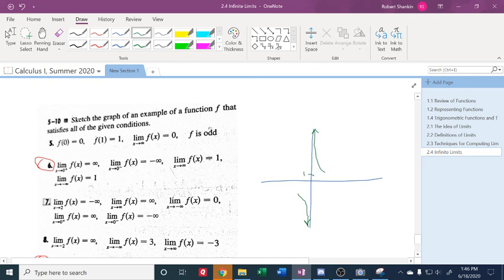That's a horizontal asymptote. As x goes to infinity, this is going to get closer and closer to this line. As x goes to negative infinity, the function is going to get closer and closer to that line of, oh no, not negative 1, to positive 1. So, sorry about that. This should be coming up like this.